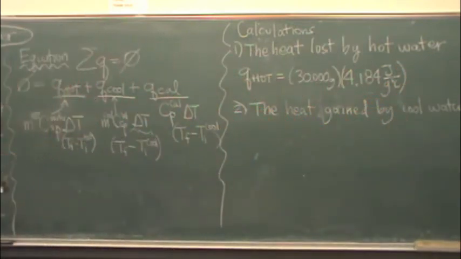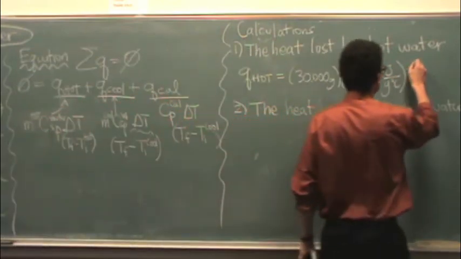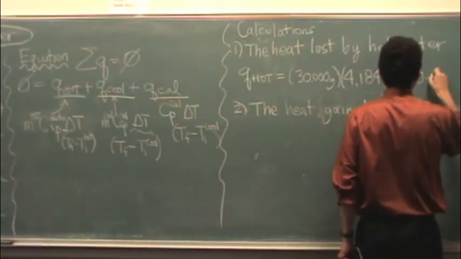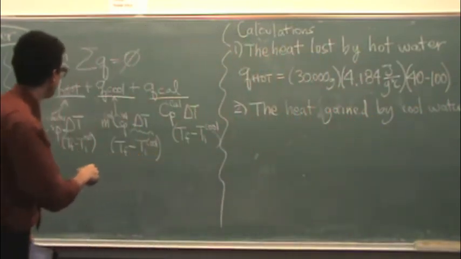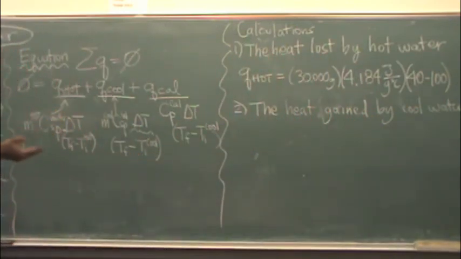And then finally we're going to do the temperature difference. The temperature difference is T final minus T initial for the hot. T final is 40 and T initial was 100. T final was 40 degrees. That was the same T final for everything. T initial is the temperature of the boiling water, which is 100.